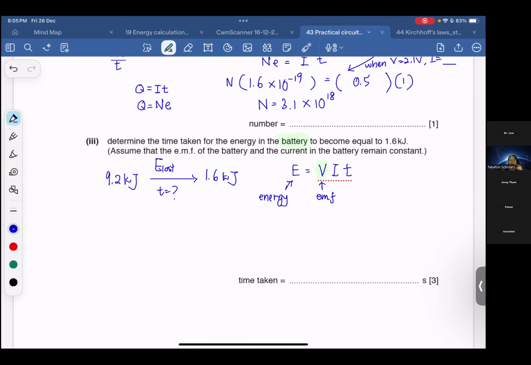So how much energy change? And what is the V, the voltage in the battery, which is the EMF? Then how much current is flowing through the battery? And the time, how long is the time? The time is what the question wants us to calculate. So do your calculation. How long does it take for the energy to change from 9.2 to 1.6? So how much energy is lost, and how long do you need?